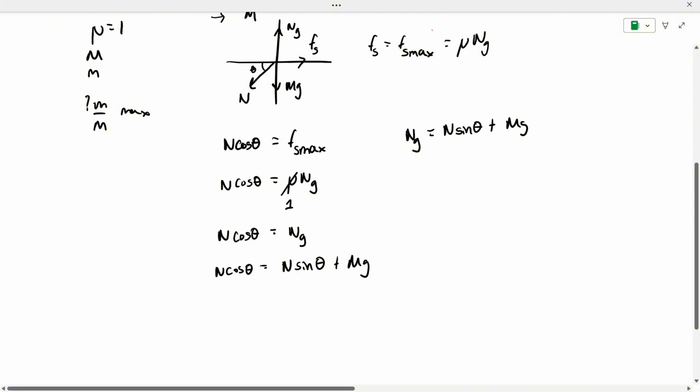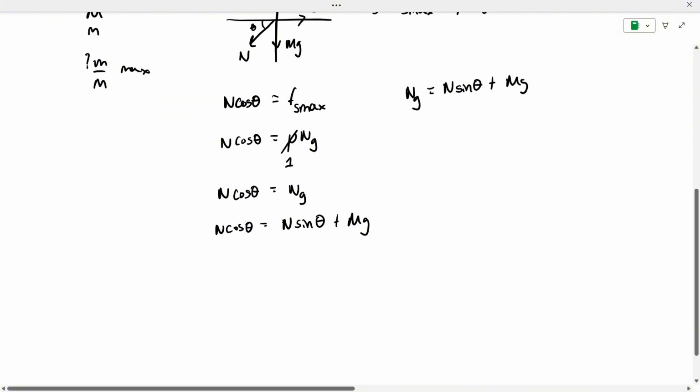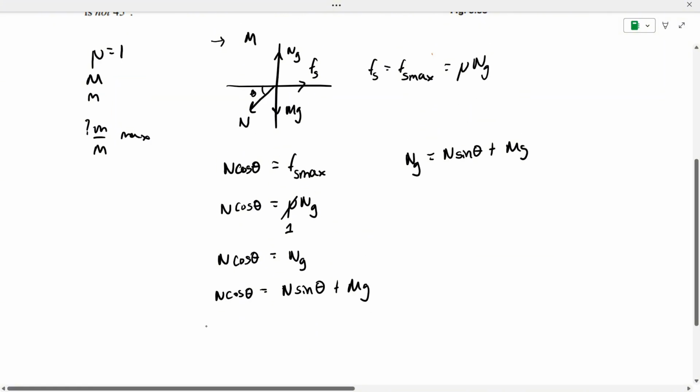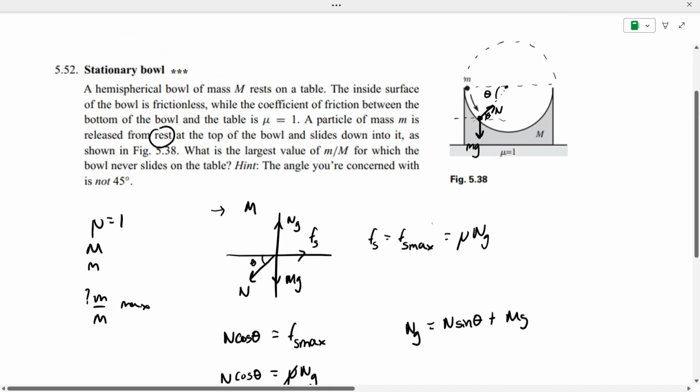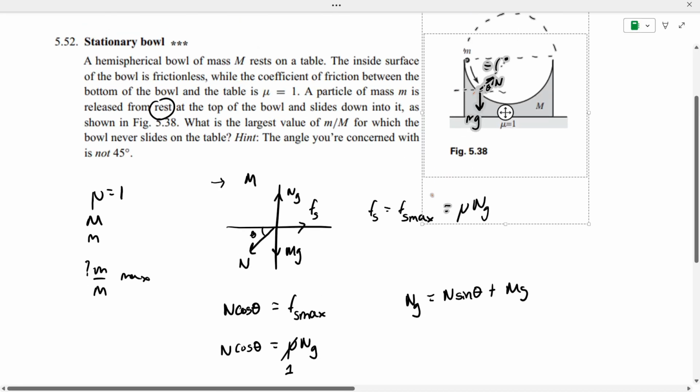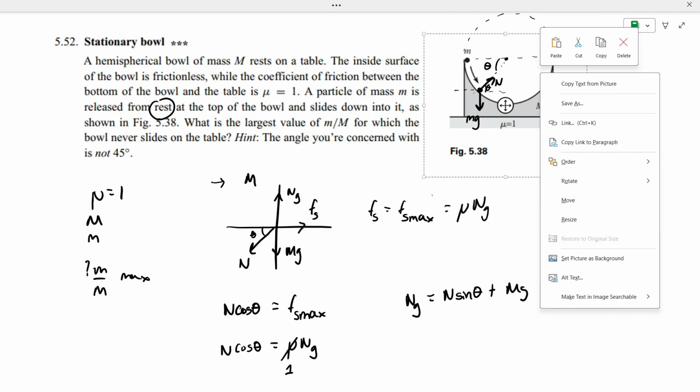Okay, and then after that, what we want to do is find this normal force, n. To do that, we need to go back to the mass over here. Let me just copy this because I think it's a good diagram that we have.